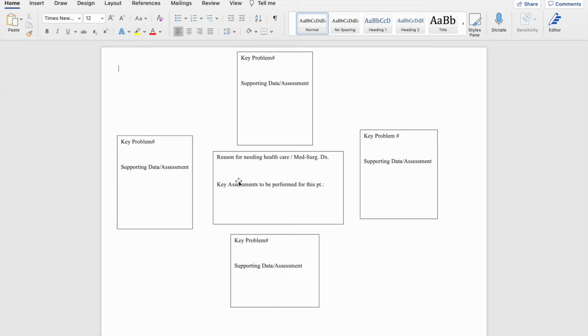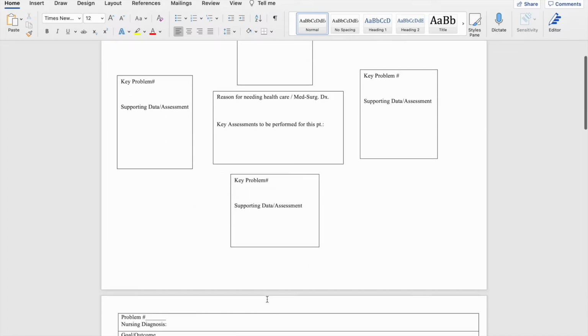This is what we start off with, the centerpiece. We have the reason for needing the healthcare, the medical diagnosis history. This is what we filled out, what we had in the patient database before. And then we also have the key assessments to be performed on this patient. And you list out any key problems supporting data assessments, any of that stuff that we got from assessing our patient.